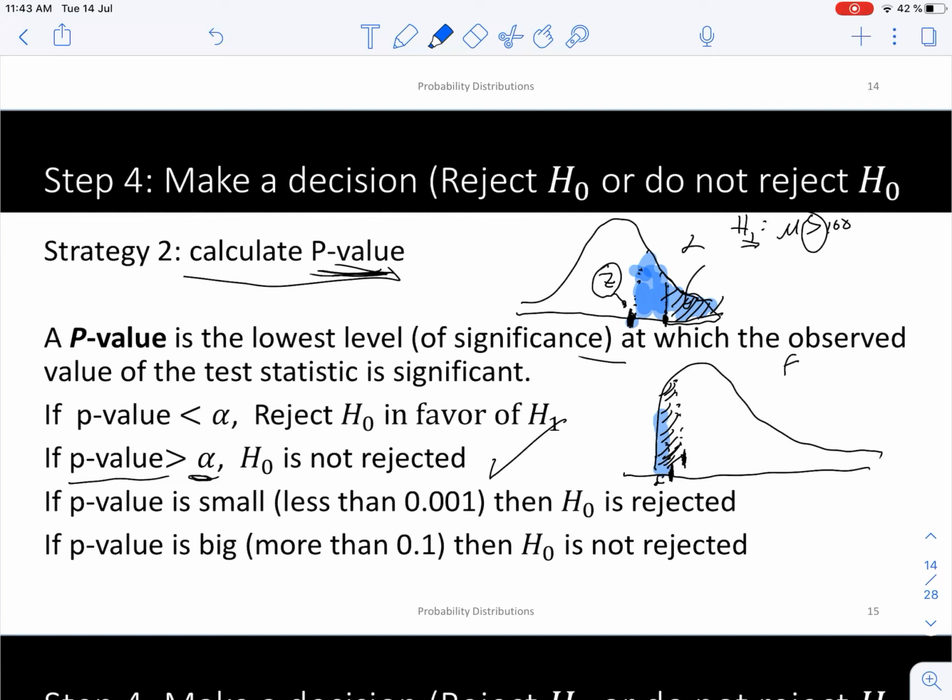Since that p-value is smaller than alpha, the rejection area, the decision is that we reject the null hypothesis. That's why you will find this rule. If the p-value is less than alpha, we reject the null hypothesis because we are in the rejection region. But if the p-value is greater than alpha, then the null hypothesis is not rejected, meaning that our test statistic is outside that rejection region. Of course, we're going to practice a little bit more using these concepts in the next video.